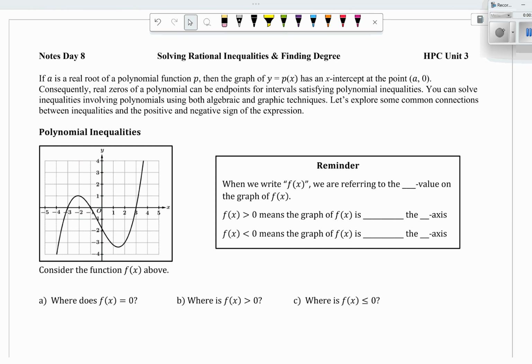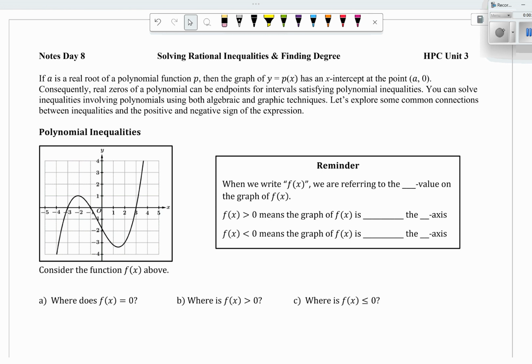Today we're going to talk about solving rational inequalities and also finding the degree given a table. If a is a real root of a polynomial function p, then the graph of y equals p of x has an x-intercept at the point a comma 0. Consequently, real zeros of polynomials can be endpoints for intervals satisfying polynomial inequalities. You can solve inequalities involving polynomials using both algebraic and graphical techniques.